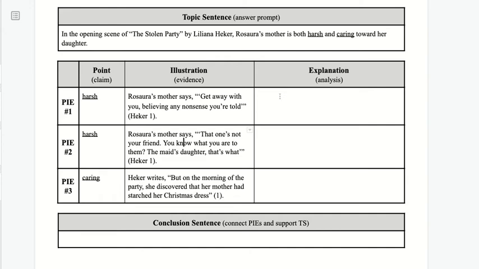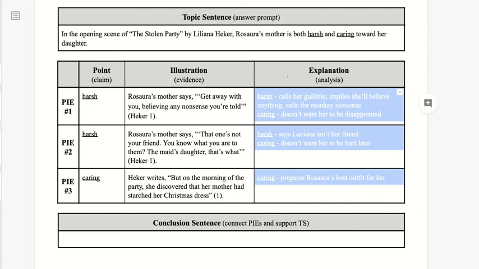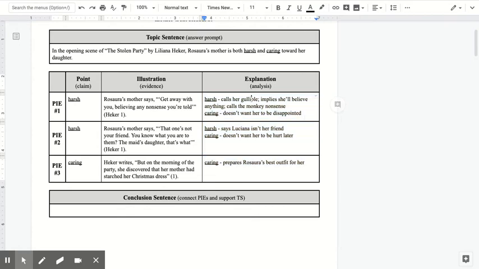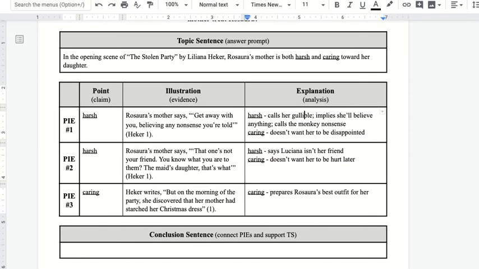All right, and then my explanation. I also, just for this chart, just wrote down quick notes. I didn't write out full explanations yet. And when I'm taking my notes here, I want to be thinking about how they're supporting the topic sentence. So I have harsh and caring in the boxes over here, right? So out of this illustration, I found that she's harsh because she's calling her gullible. She's calling the monkey nonsense. I have that in quotes. And then I'm also arguing here that she's doing it because she's caring and she's trying to lower her daughter's expectations so she's not disappointed later.